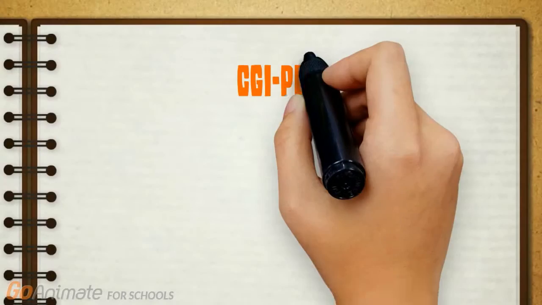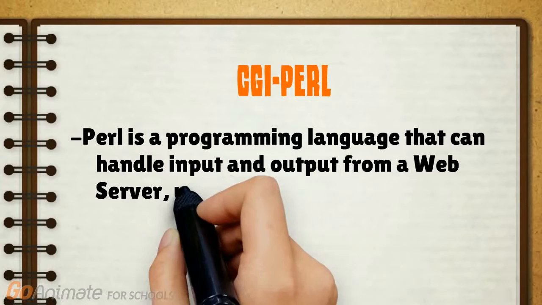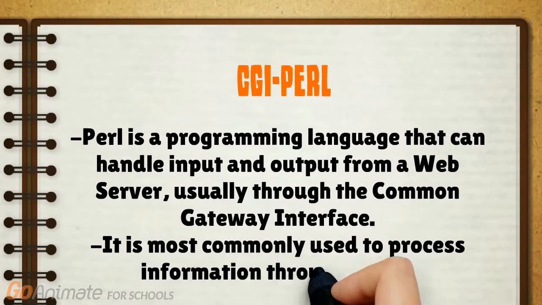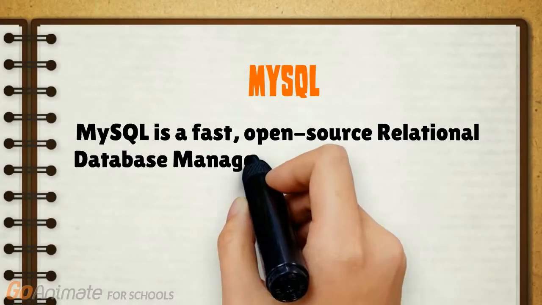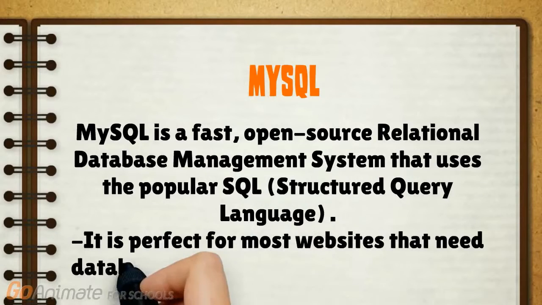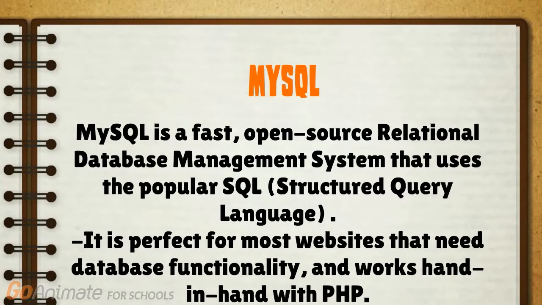Perl is a programming language that can handle input and output from a web server, usually through the Common Gateway Interface (CGI). It is most commonly used for form information. MySQL is a fast, open-source relational database management system that uses the popular SQL, structured query language. It is perfect for most websites that need a database.